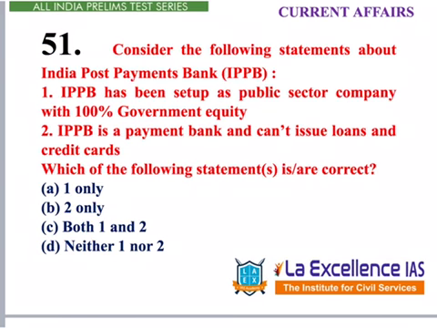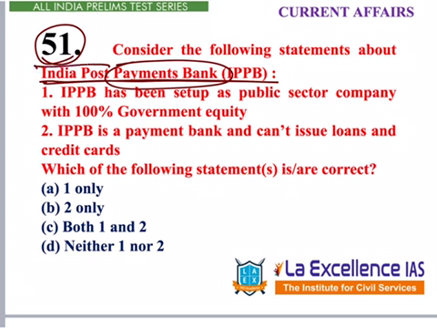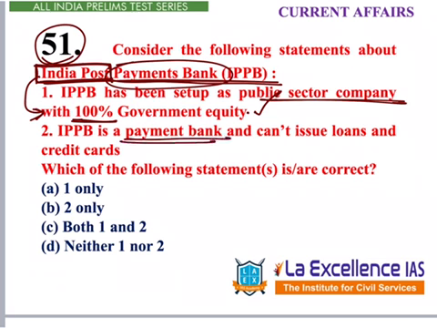Next current affairs question is given under question number 51. This question says India Post Payment Bank. This is a payment bank, and India Post, this is government department. This government department has got India Post Payment Bank status. Let's read the options. IPPB has been set up as public sector company with 100% government equity. Yes or no? Yes. India Post has 100% equity in it. So this is correct. Second one, IPPB is a payment bank and cannot issue loans and credit card.